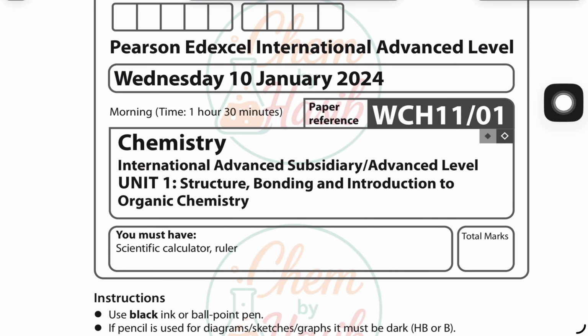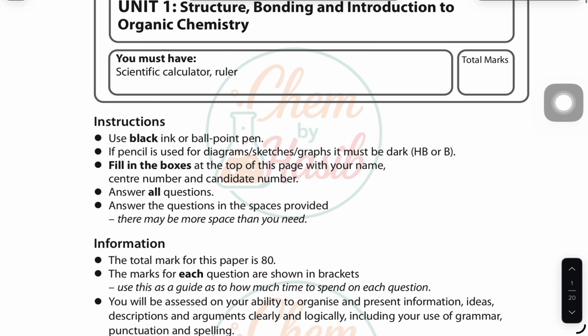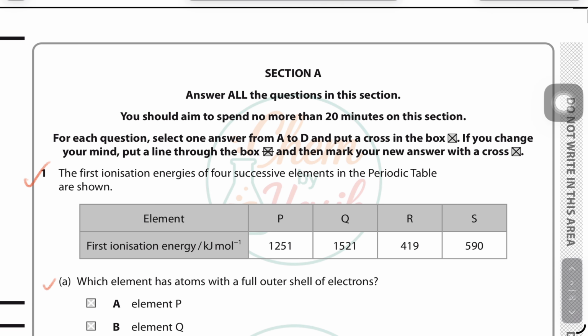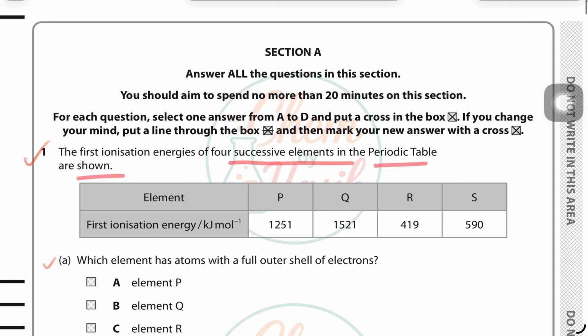Hello everyone. So today we will be solving some selected questions from January 2024 Chemistry IAL Unit 1. Firstly, this is question number 1. It says the first ionization energies of four successive elements in the periodic table are shown here. Now these are the four successive elements.